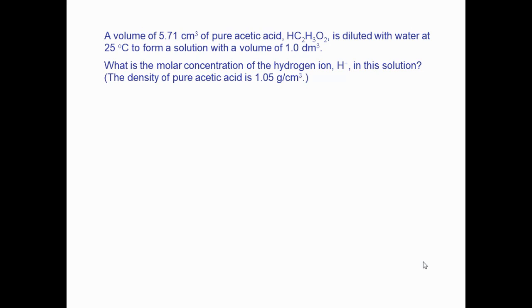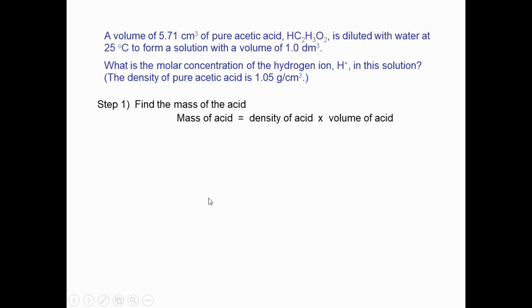It says here that the molar concentration of hydrogen ion is what I'm trying to find, and I'm given the density. Well, you remember density is mass divided by volume. I've got the volume and I've got the density. Therefore, if I multiply them together, I can get the mass. 1.05 grams per cubic centimeter times 5.71 cubic centimeters, cubic centimeters cancel, tells me I'm really starting with 6 grams of acetic acid. Now we're at a similar starting point to our previous problem.